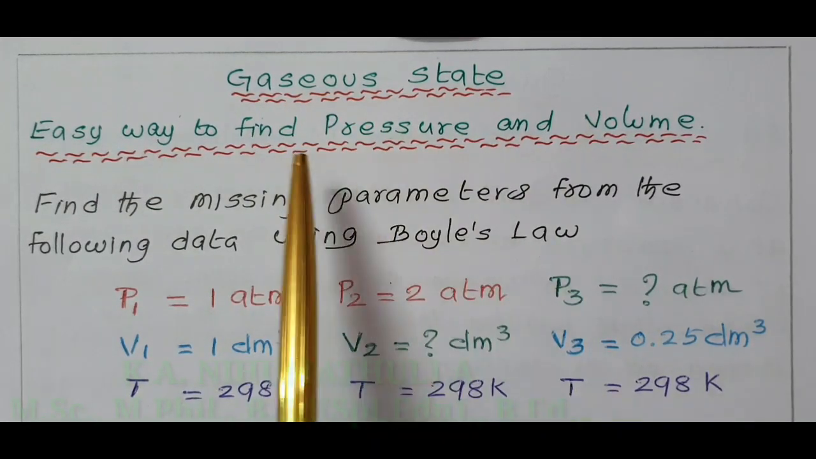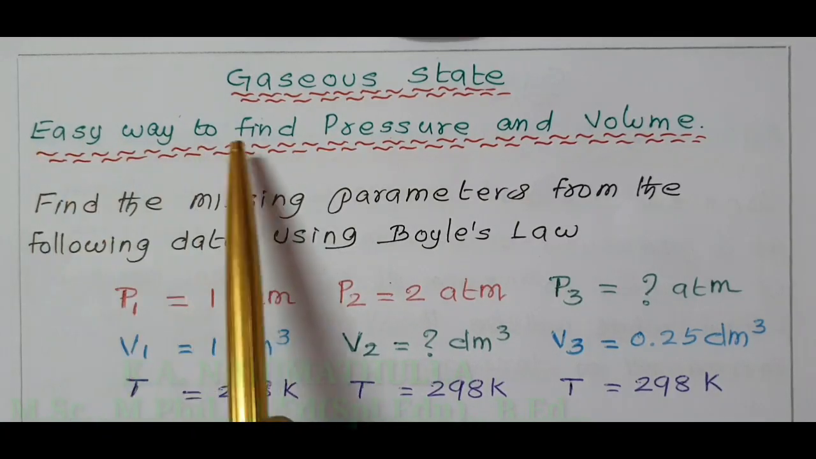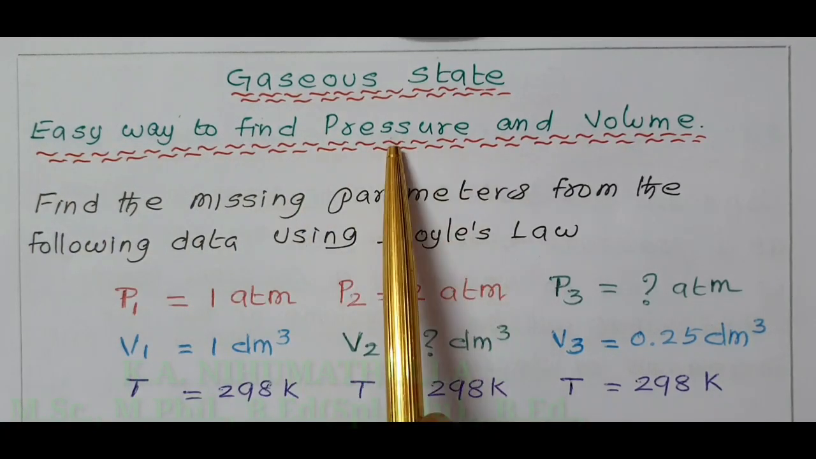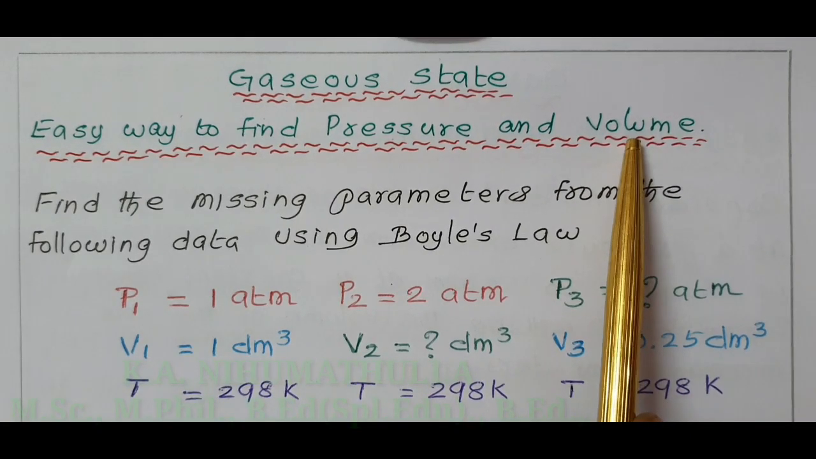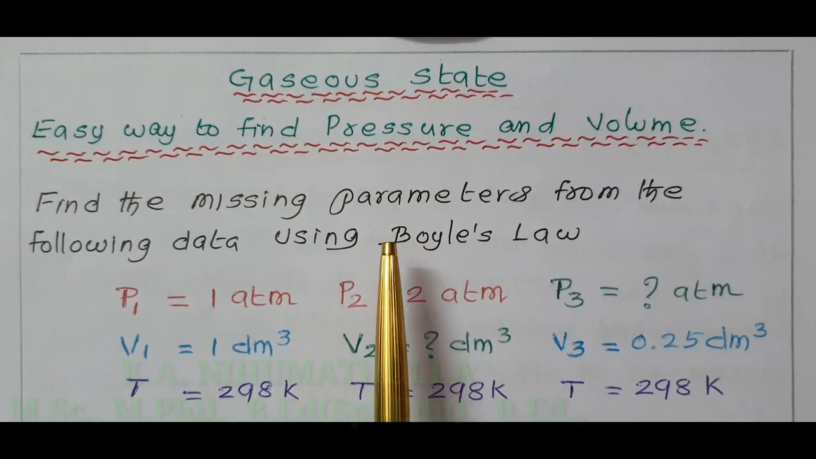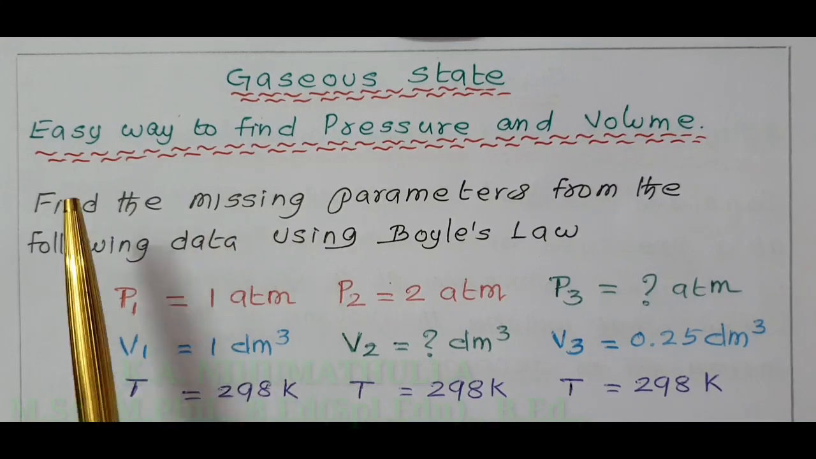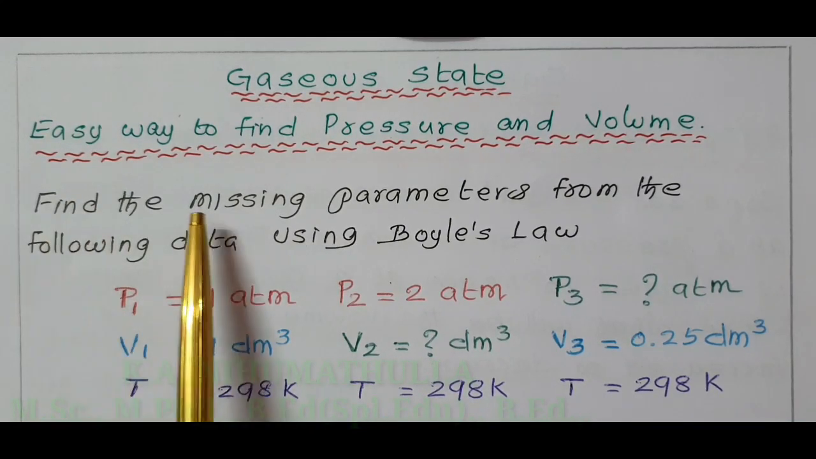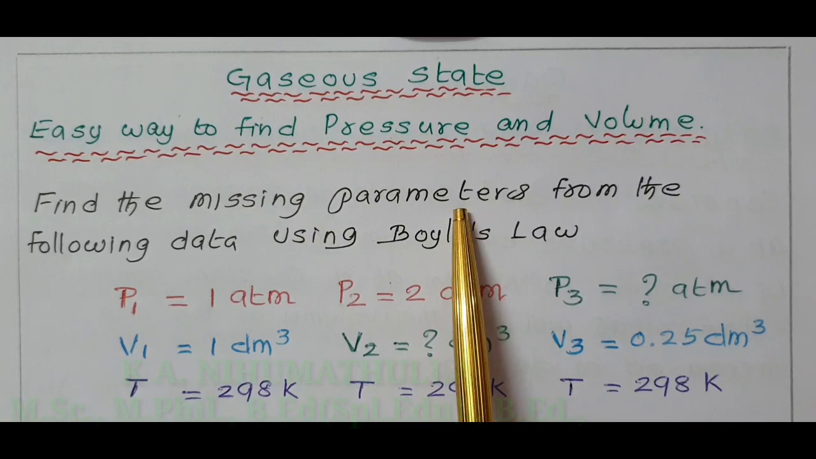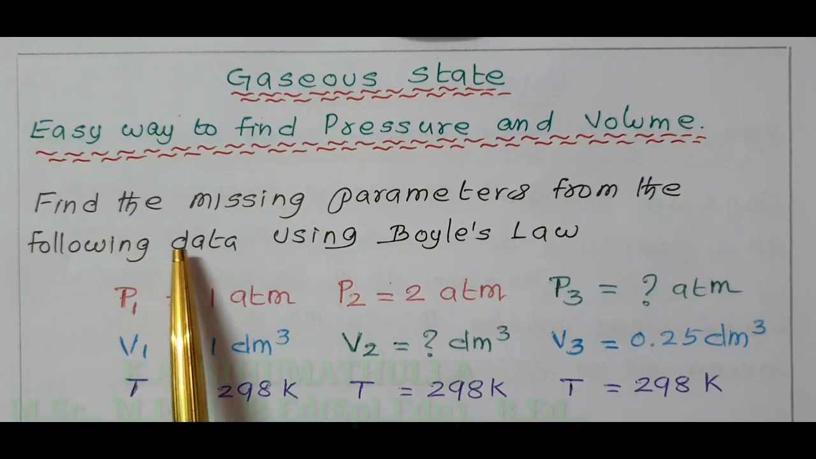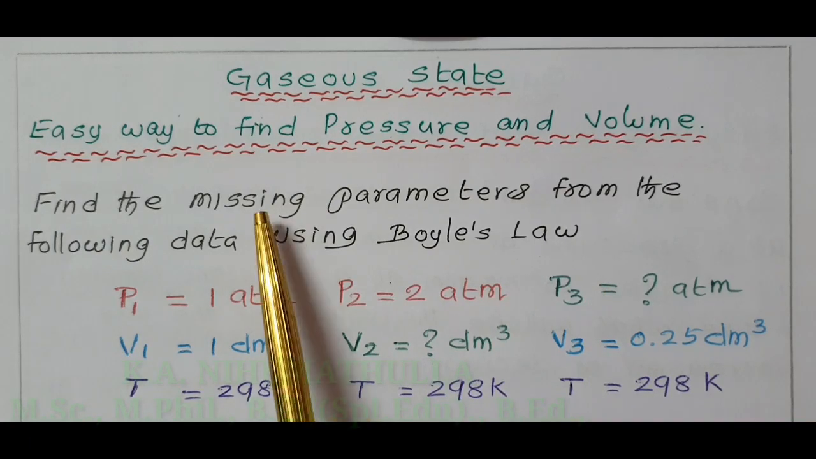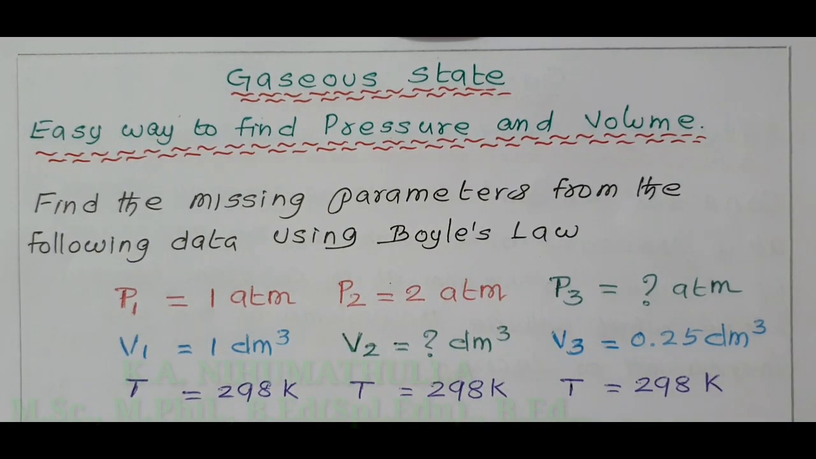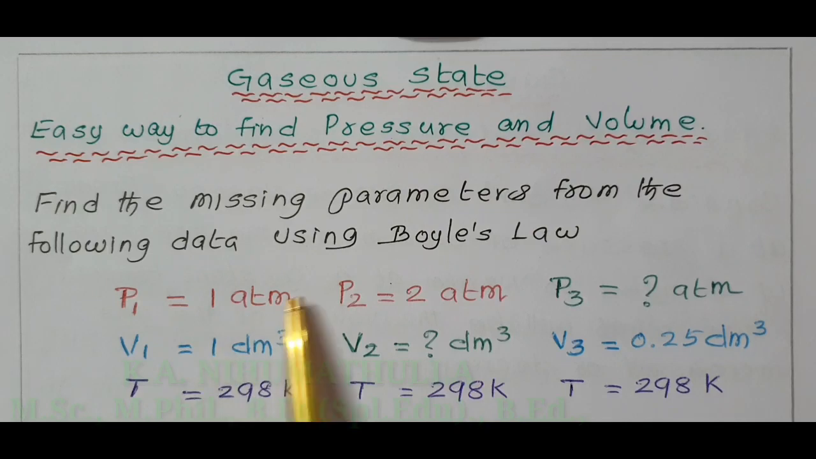Gaseous state. Easy way to find pressure and volume using Boyle's law. The problem given is: find the missing parameters from the following data using Boyle's law. Find the missing parameters. The parameters are given.